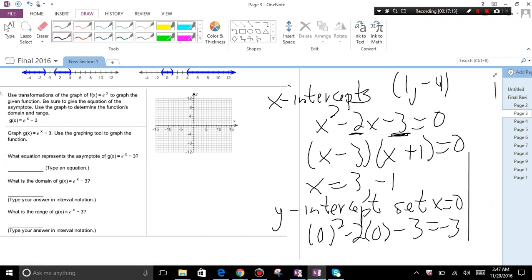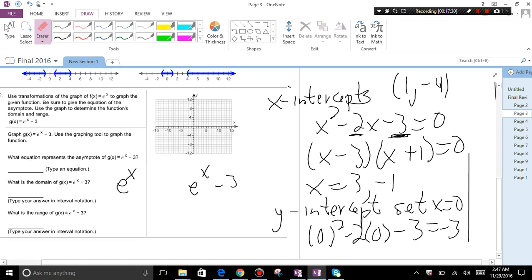For this one, you need to do a transformation. Your original graph is e to the x, and you want to know what happens to e to the x minus 3. Well, e to the x looks like an exponential like that, and it should only go through 1. So it looks like that. So that's the original e to the x.